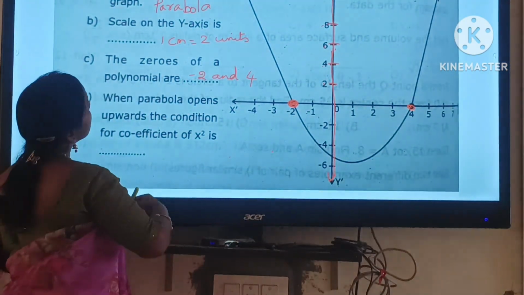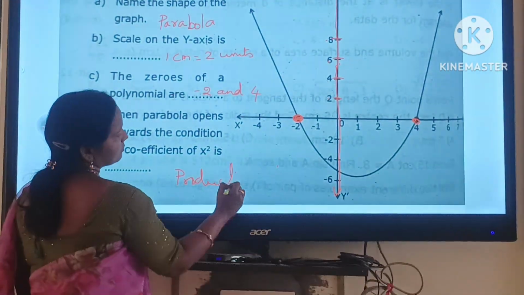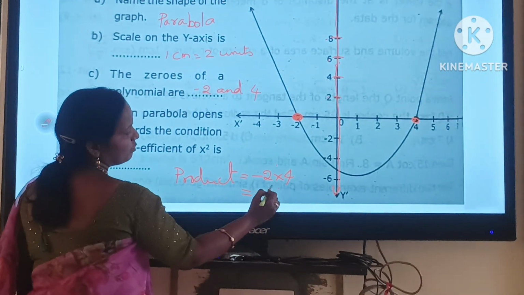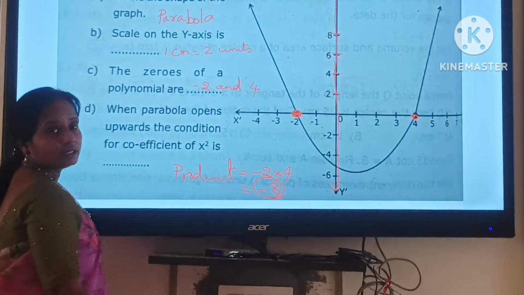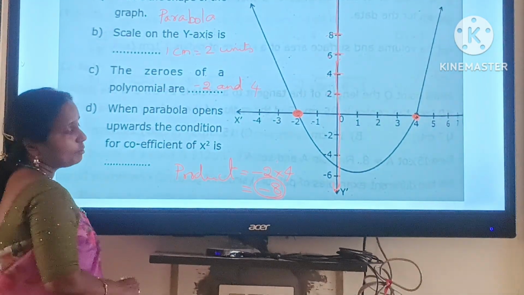Next, product. Minus 2 into 4. Minus 2 4s are 8. That is the product of the zeros of the given polynomial.